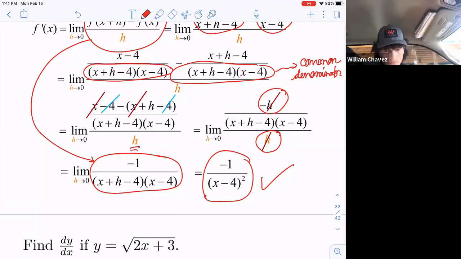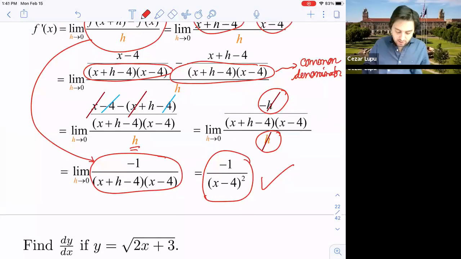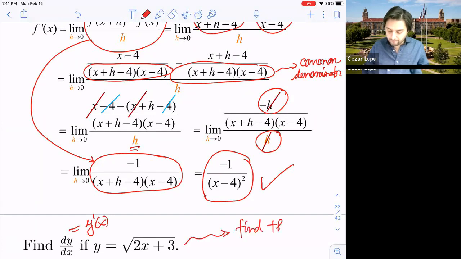It's a derivative, right? It's nothing else than just y prime of x if you want. So in other words, we need to find the derivative of this function.